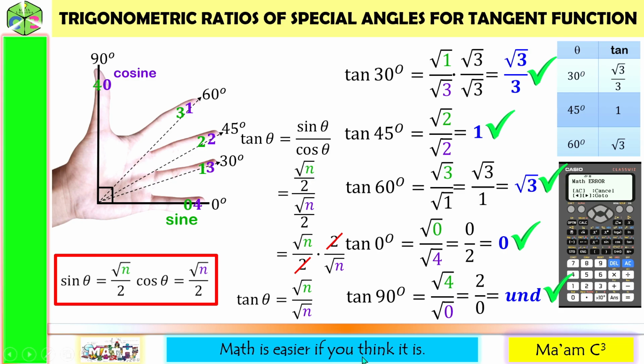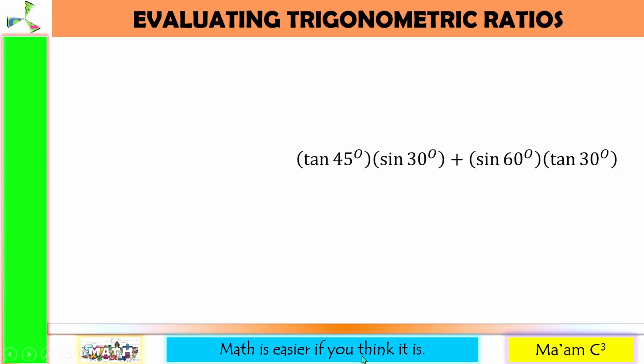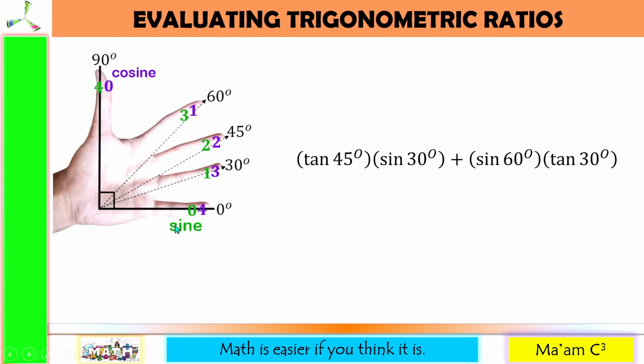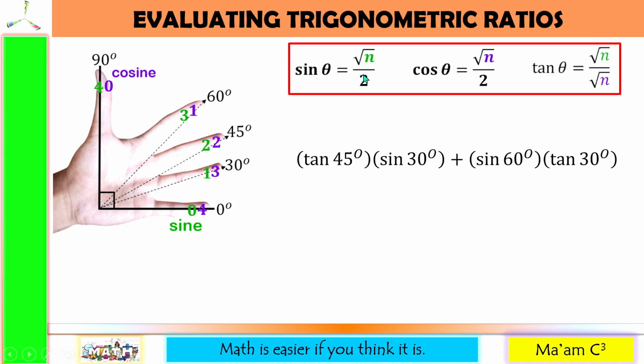Now let us do an extra challenge. Let us evaluate trigonometric ratios. We have here the product of tangent 45 degrees times sine 30 degrees plus the product of sine 60 degrees multiplied with tangent 30 degrees. Let us reveal our magic hand. I have here with me the sine numbers as well as the cosine numbers. Let us also recall the three formulas that we used: sine theta, cosine theta, and tangent theta.